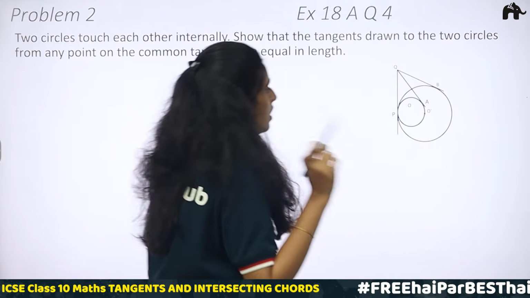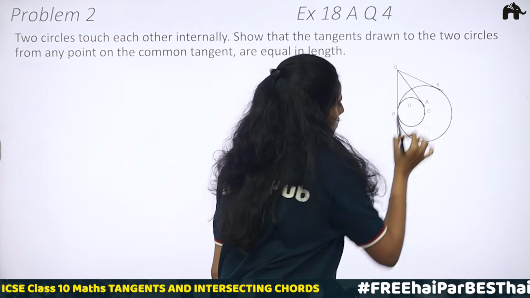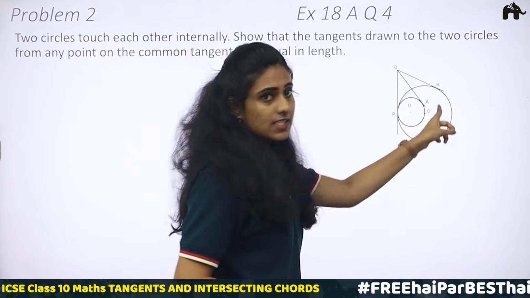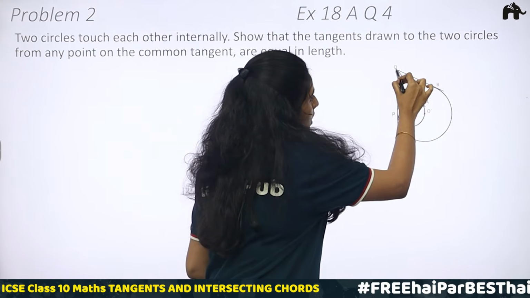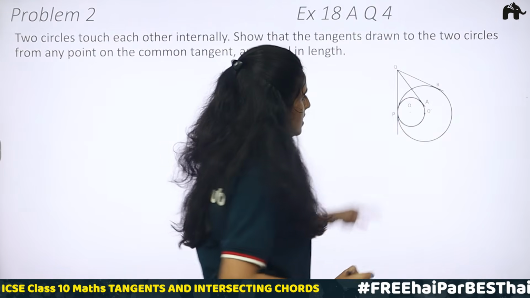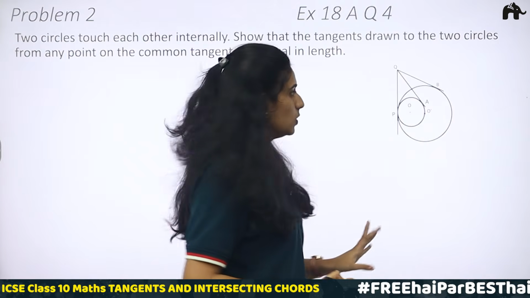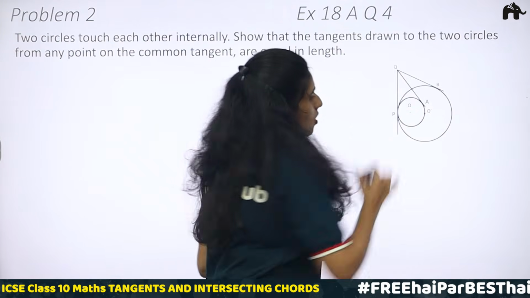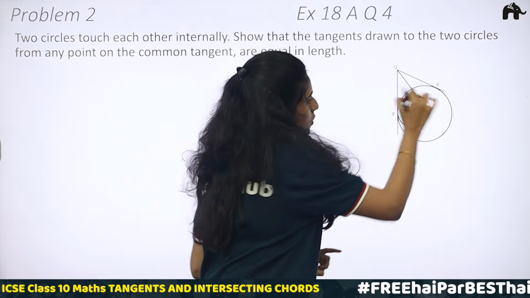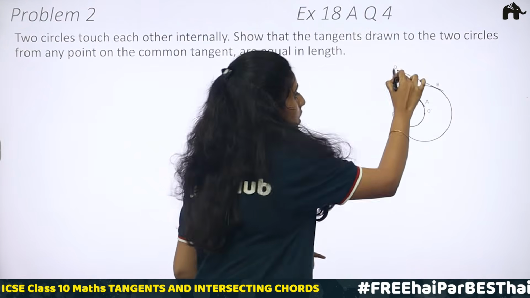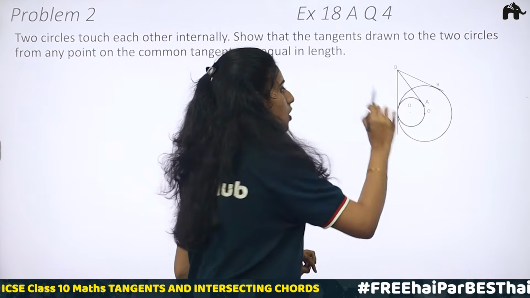Here I have taken two circles. One is this circle with center O and the second is this bigger circle with center O dash. Now, QP is a tangent that touches both the circles at point P. When you consider the small circle, we have two tangents, QP and QA. We know that the tangents from the same exterior point will be of equal length.